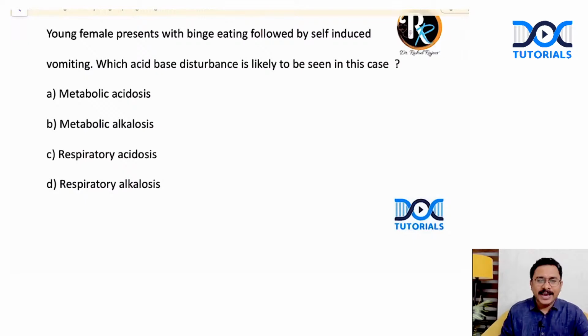Coming to the next question, a young female presented with binge eating followed by self-induced vomiting. What is the acid-base disturbance that is likely to be seen? So self-induced vomiting, what do you think? There is loss of hydrochloric acid. What do you think is going to be the problem in this patient? Metabolic alkalosis. Okay, self-induced vomiting, it is going to be metabolic alkalosis, right?